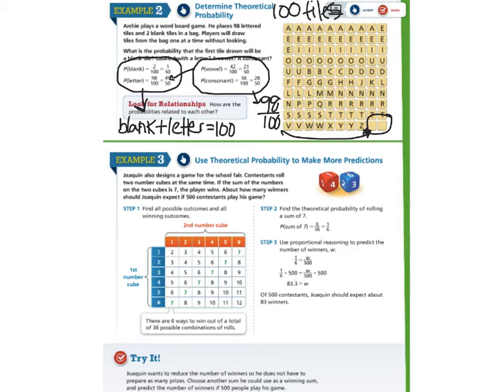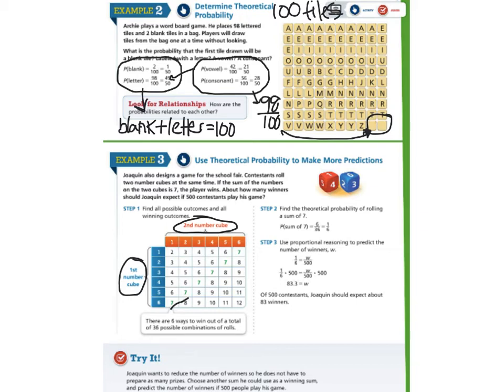Step 1 is to first of all find all the possible outcomes and all the ones that are winners. So when you take a look at the table, you see that the first number cube has 6 outcomes, 1 through 6. And the second number cube also has 6 outcomes, numbered 1 through 6. And in looking at that table, where the 2 numbers converge, you'll see their sum.